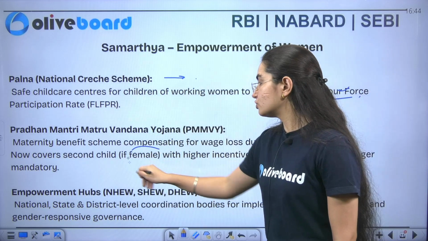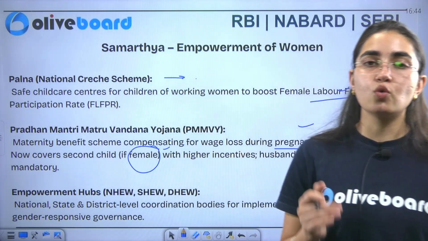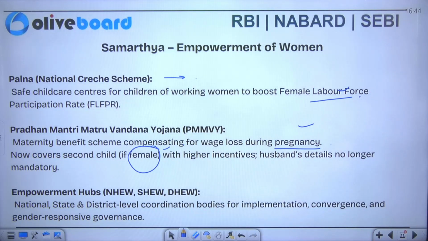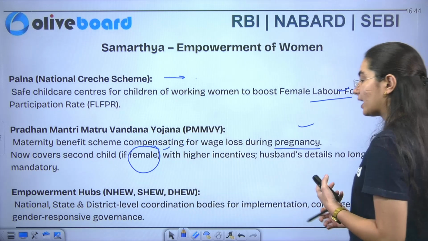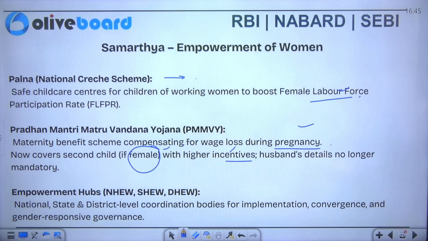ठीक है, पहले it was specifically related to one child only, but now it includes your female second child also, but particularly if it is female. ठीक है, now it also ensures that higher incentives are provided and husband's details no longer are mandatory. So these are the things which are associated with it.